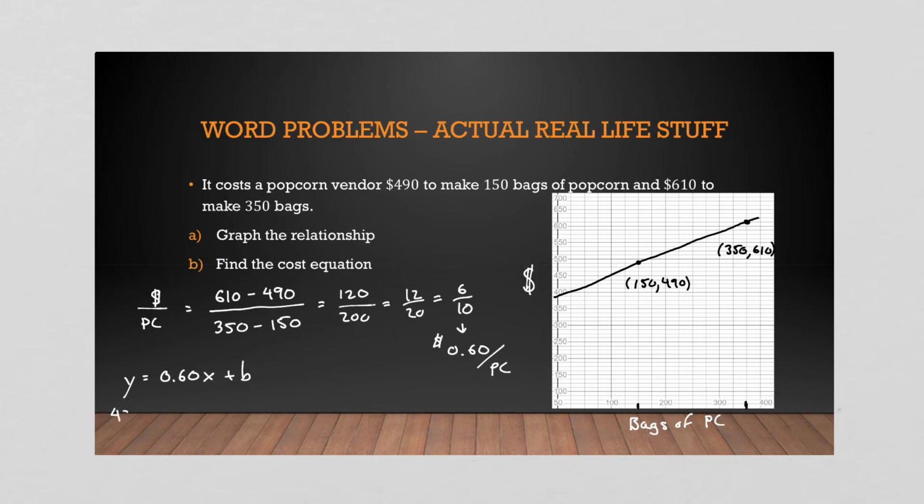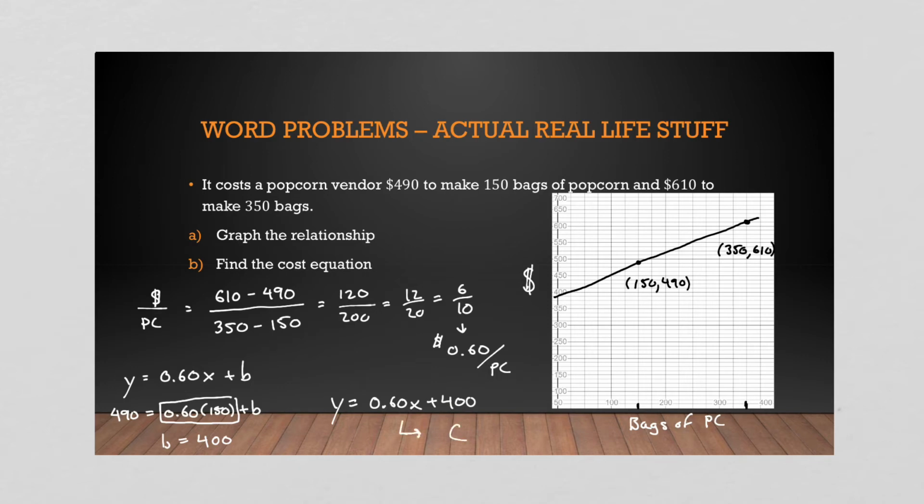So I'll just use the first one. So 490 equals 0.60 times 150 plus b. And if we work this out, we end up solving for b, and we get that b is equal to 400. So that way we get this equation. Y equals, and you can plug that into your calculator, right? Do the 0.6 times 150 and then subtract from both sides. But y equals 0.60x plus 400. And obviously, again, we want to put this into appropriate variables.